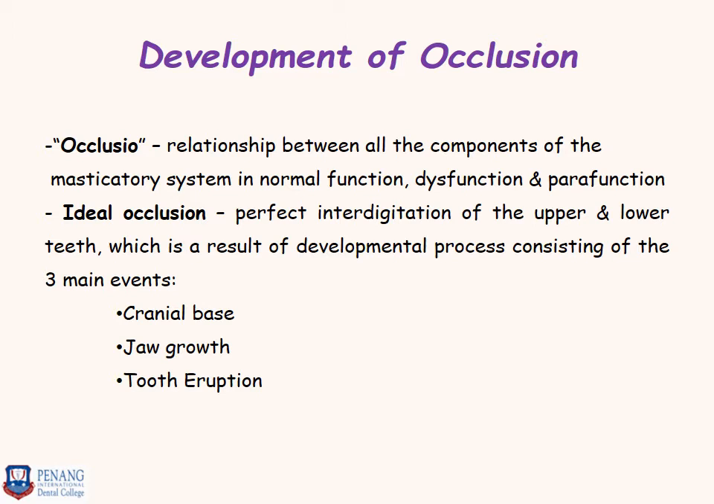The ideal occlusion is when there is perfect interdigitation between the maxillary and the mandibular teeth, which results from a developmental process which consists of the cranial base, the jaw growth, and the tooth eruption. So in the ideal occlusion, what happens? There's perfect interdigitation between the maxillary and mandibular teeth. Along with that, there is a development of the craniofacial base, the jaw growth also occurs, and there is also tooth eruption that occurs.